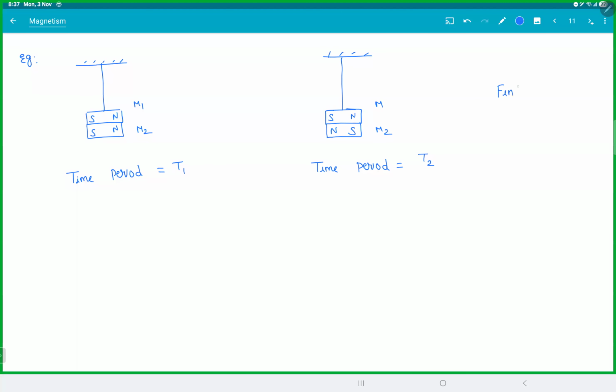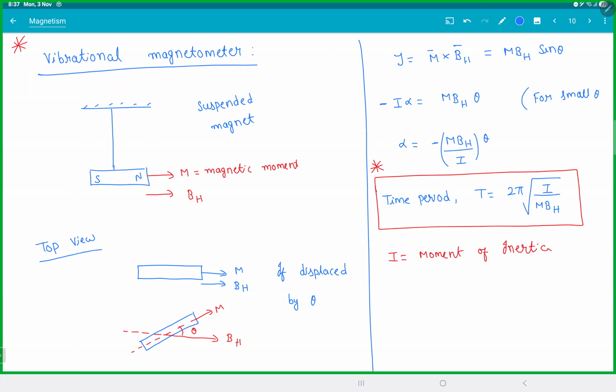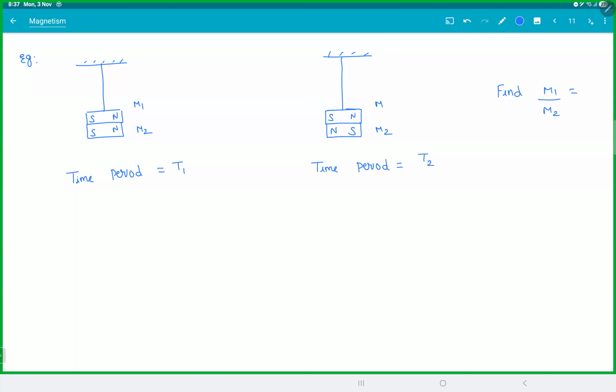Get this, I'll give you a minute. Again, what is the formula? 2 pi root over I by MBH. BH is the Earth's horizontal component of magnetic field. M is the net magnetic moment.